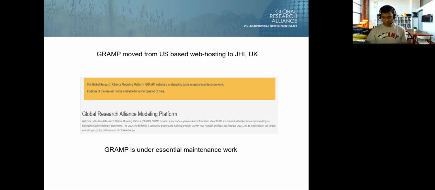But actually what happened was GRAMP was hosted so far on a US server because we have partners in the US who were hosting it till now. Because the funding has ceased, we have now moved to UK web hosting, at the James Hutton Institute. The site is still active at gramp.org.uk, but for the last 1.5 months it has been shut down because of essential maintenance. You can see the ribbon on the top: GRAMP is under essential maintenance work, but it will be up and running again next year with all three model families.